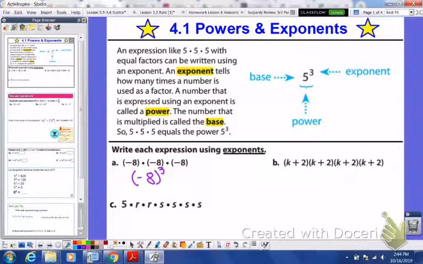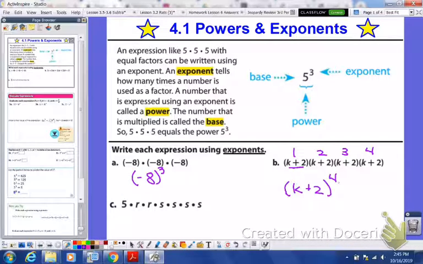In our second example, k plus 2 times k plus 2 times k plus 2 times k plus 2. So this time we have a quantity that is being repeated 4 times. So our quantity of k plus 2 is being raised to the 4th power.